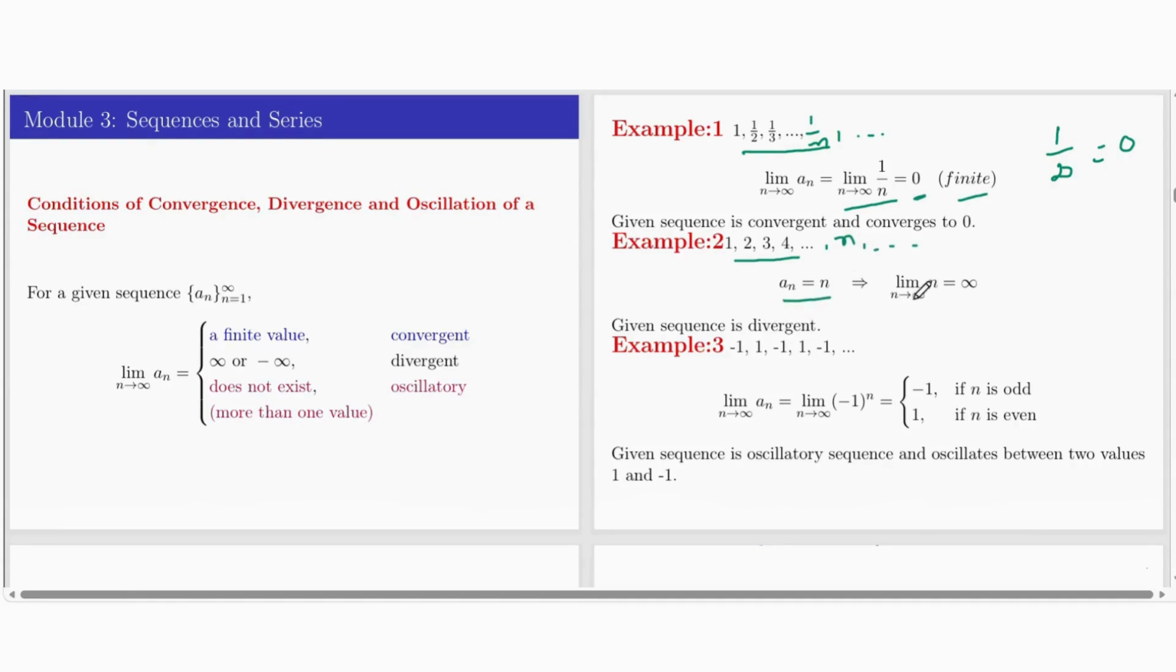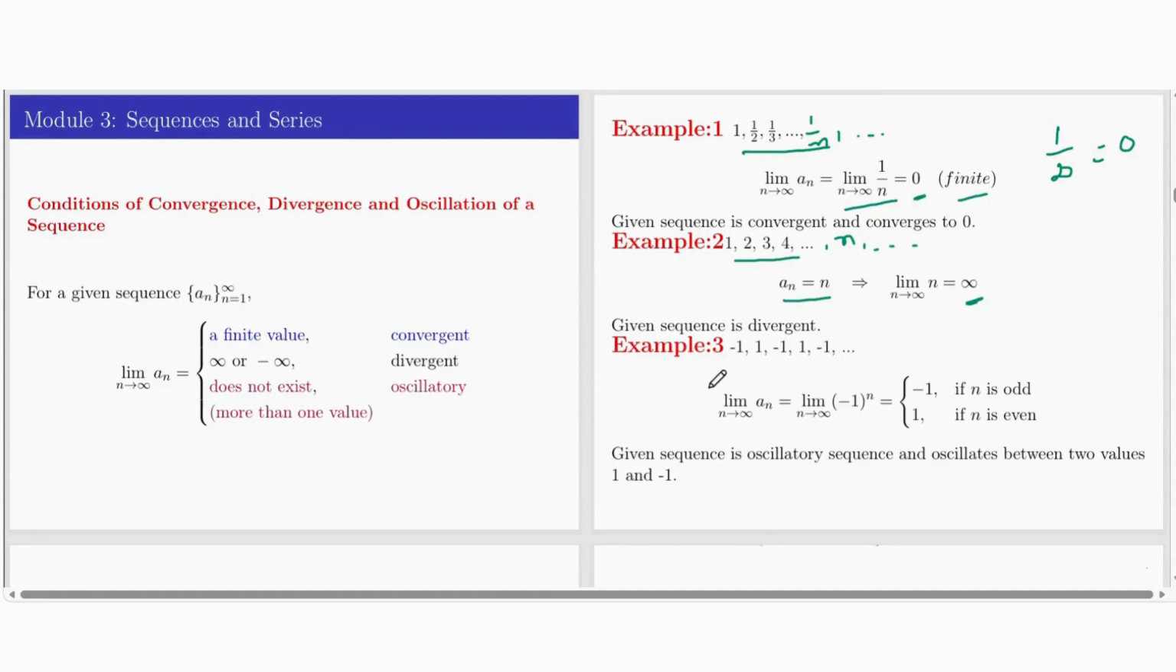Now apply limit n tends to infinity of n. Okay. So now put here infinity. So what we get? Answer is infinity. So now as per this definition, if after evaluating this limit, my answer is either plus infinity or minus infinity. Okay. So what we conclude? The given sequence is divergent sequence. Okay. So here the answer is given sequence is divergent sequence.